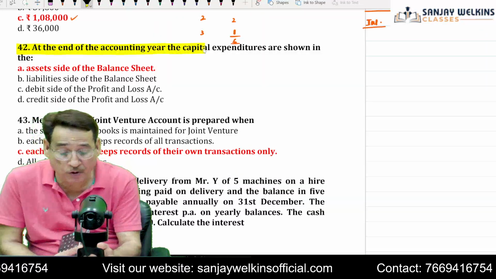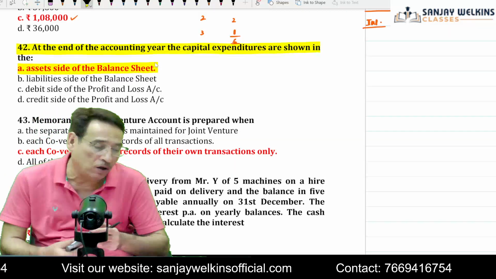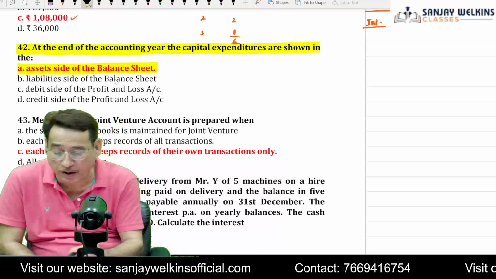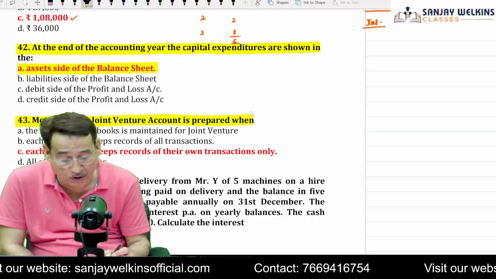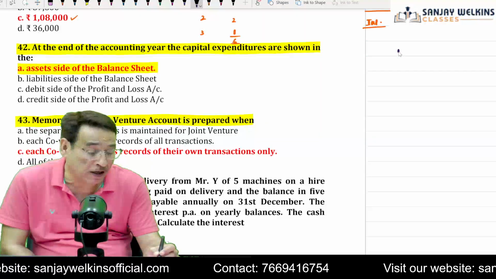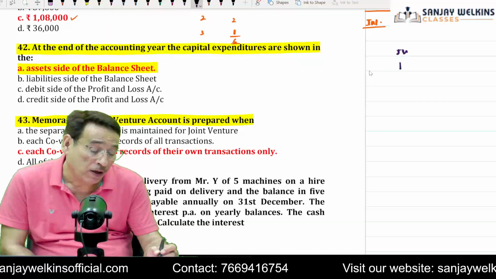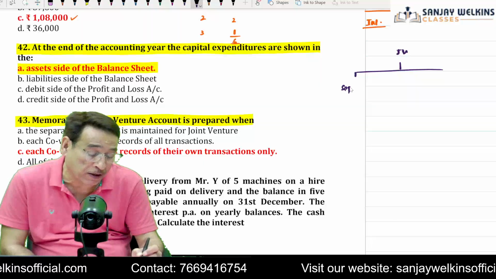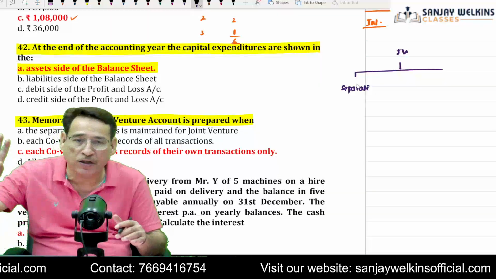At the end of the accounting year, capital expenditure are shown, I need not require to tell you, on the asset side, because whatever item which we write on the asset side, basically those are capital expenditure, more or less. Memorandum joint venture account is prepared. Now, as far as joint venture is concerned, under joint venture, actually, there are 3 sorts of methods. One, when separate set of books are maintained. It is also known as joint banking method.